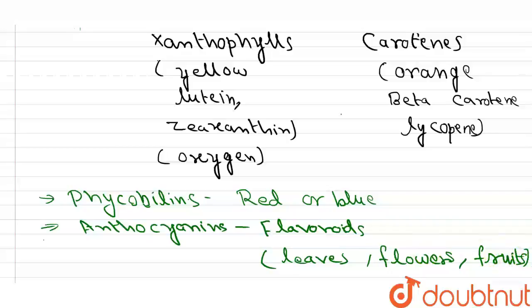So our correct answer is xanthophyll. They are the oxygen containing carotenoids.